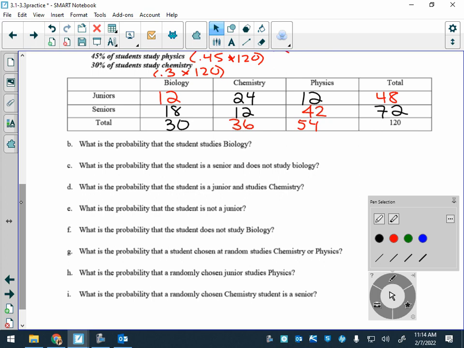Okay, which is correct. Then we look at the probability that a student chosen, out of 120, is a senior and does not study biology. So out of 120, how many of them are seniors and do not study biology? 9 out of 20. Before that, it was 54 out of 120.